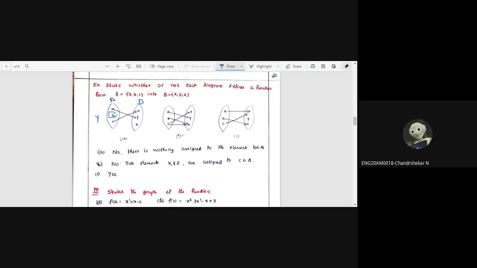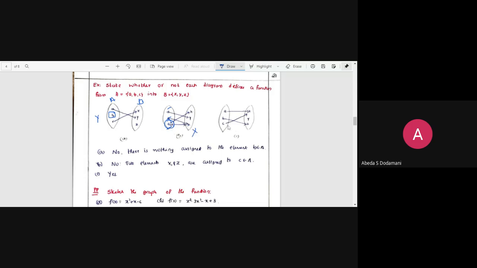Ma'am, B element is not assigned with anything. Very good. So the B element is not assigned with any element of this B. Okay, good. What about this particular diagram, guys? Here every element is assigned. Is it a function? No, ma'am, because they are assigned with multiple images. C is going to X and C is also going to Z. That is not allowed in a function. So hence it is also not a function.